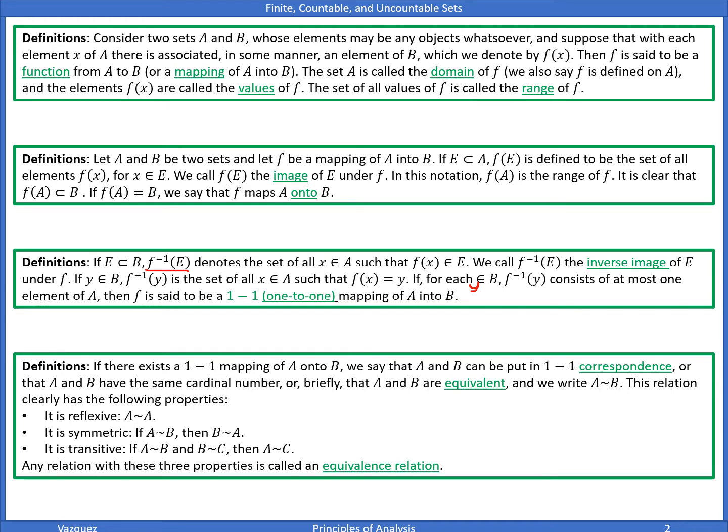You might know that as a bijection, or that A and B have the same cardinal number, or briefly that A and B are equivalent. And we write A with that squiggly to B, A is equivalent to B. This relation clearly has the following properties. It's reflexive, it's symmetric, and it's transitive, right? And you should probably already know that these 3 properties together make up an equivalence relation. So I'm going a bit fast because these shouldn't be new definitions. The ones you might not have gone over too much are these next definitions.